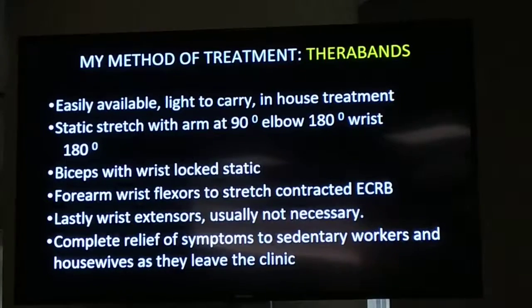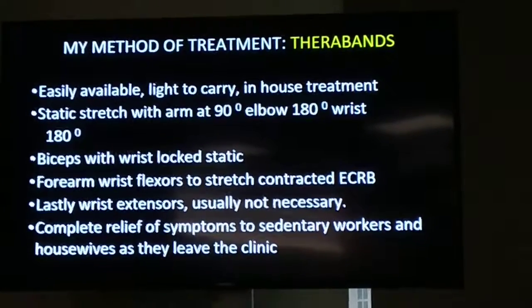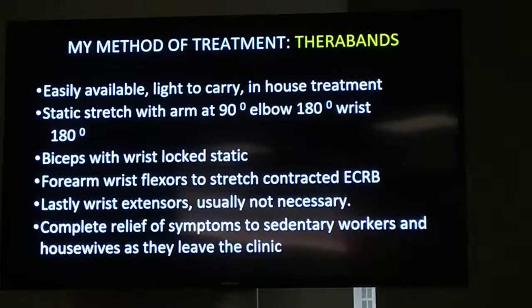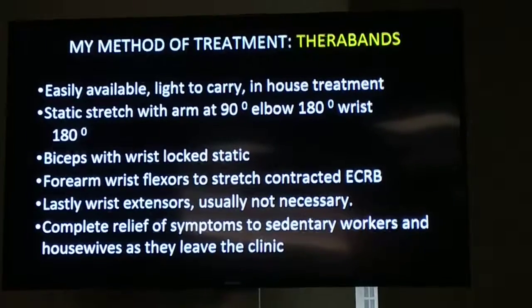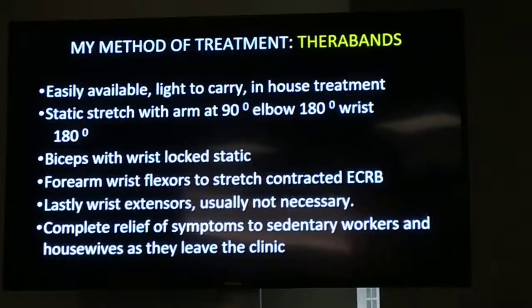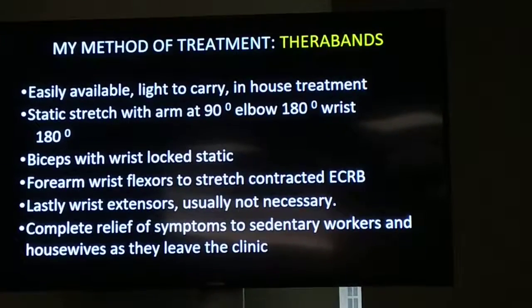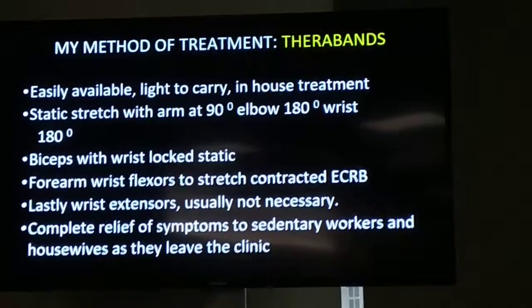Method of treatment. My method of treatment is very simple. He has to get TheraBands. TheraBands are available everywhere in all sports shops. And this patient who is coming with tennis elbow pain, if he does TheraBands in the clinic, as he goes out, there is no pain.